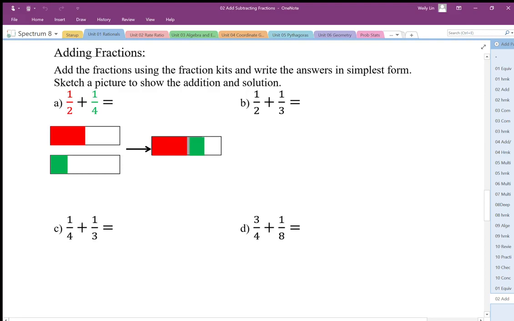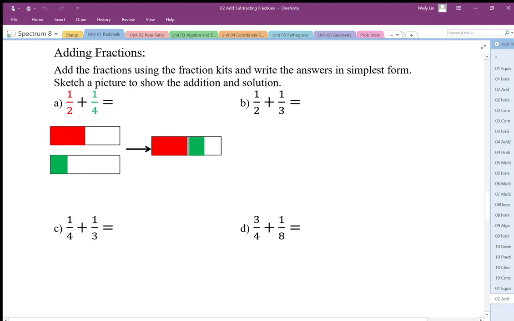So we're going to look at adding fractions together. How do we add fraction pieces? Okay, so we have a 1/2 fraction shown in red, and here we have a 1/4 fraction shown in green. And this is the answer here. I mean, this is the solution to 1/2 plus 1/4. When we put those together, there's our solution.